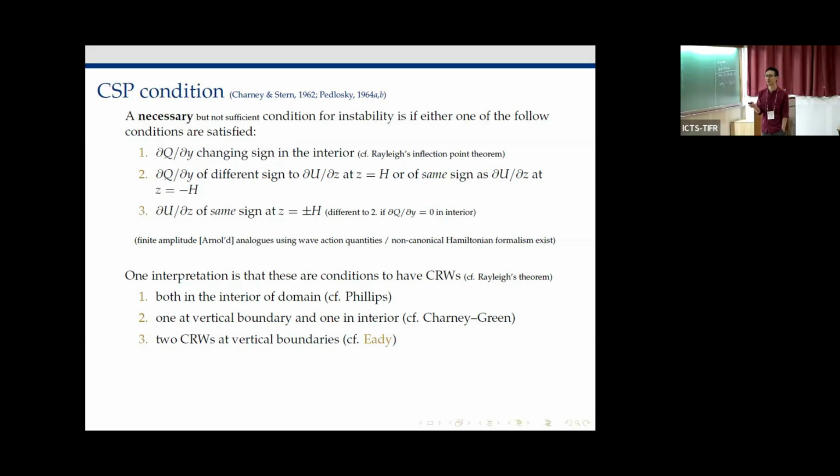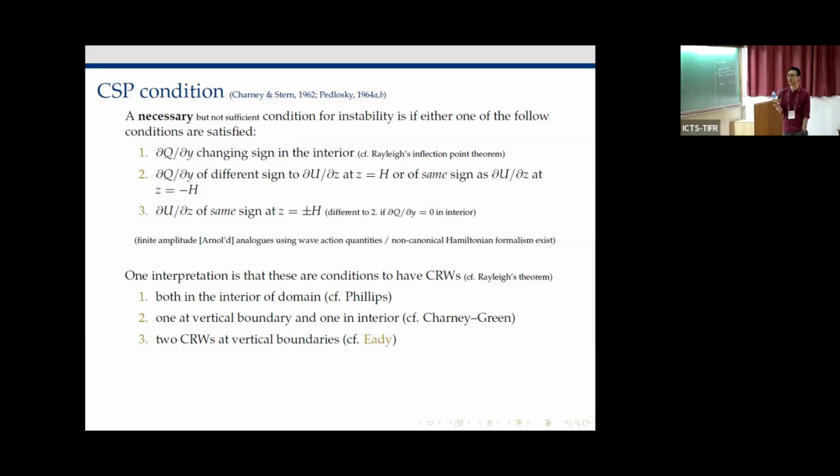So my postdoc supervisor Yao was arguing that Rayleigh's theorem, the inflection point theorem, really tells you that you have a change in the sign of the potential vorticity gradient. If you do not have that, then you cannot get counterpropagation. Then there is no way you're going to get a shear instability, if you believe the CRW is the Lego, the building blocks for shear instability.